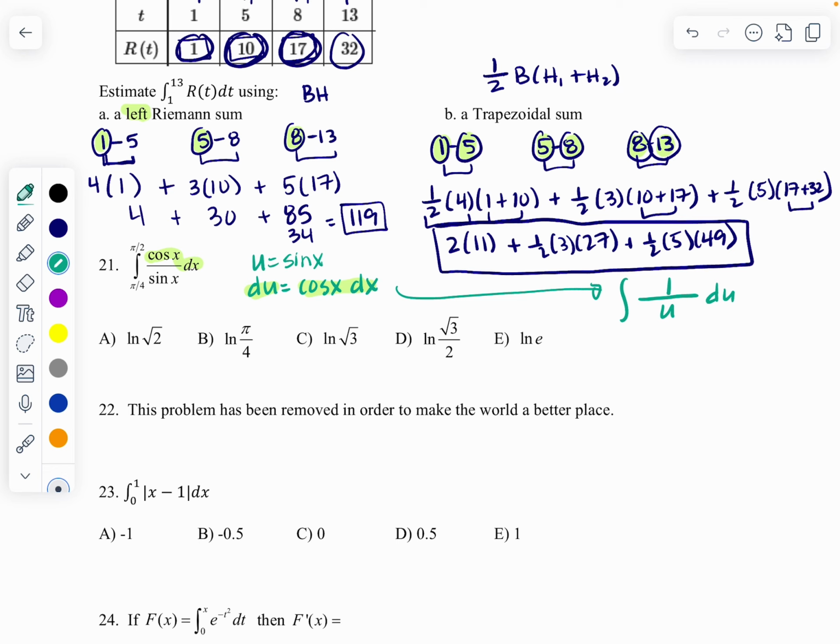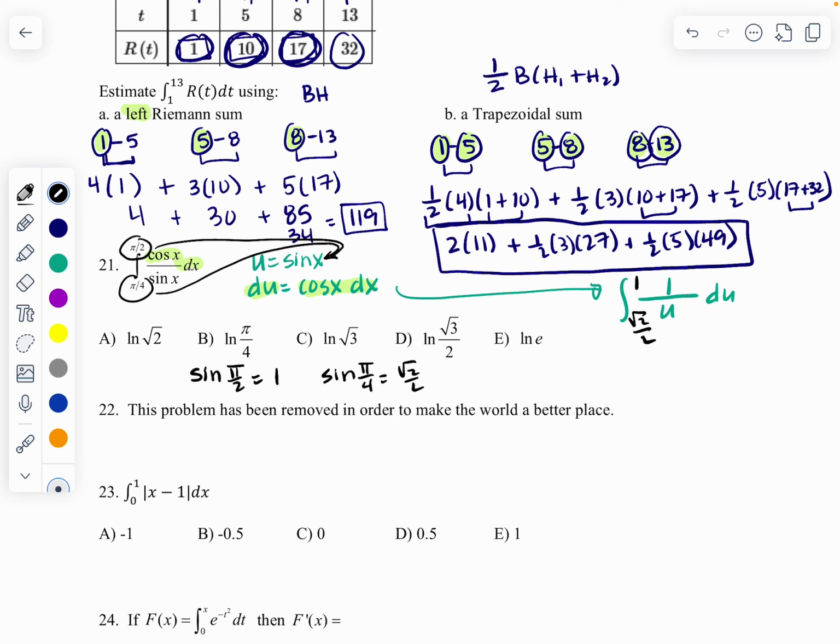Now I do have to change my bounds, right? So I'm going to plug pi over 2 into here. That's going to give me the sine of pi over 2. I'll write it here. The sine of pi over 2, which is up at the top, is 1. And if I plug in pi over 4 into here, the sine of pi over 4 is radical 2 over 2. So that's going to be down here.